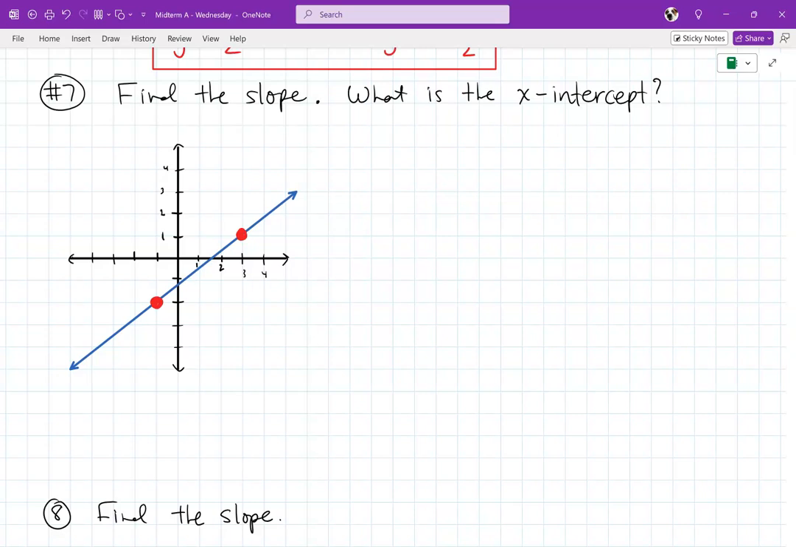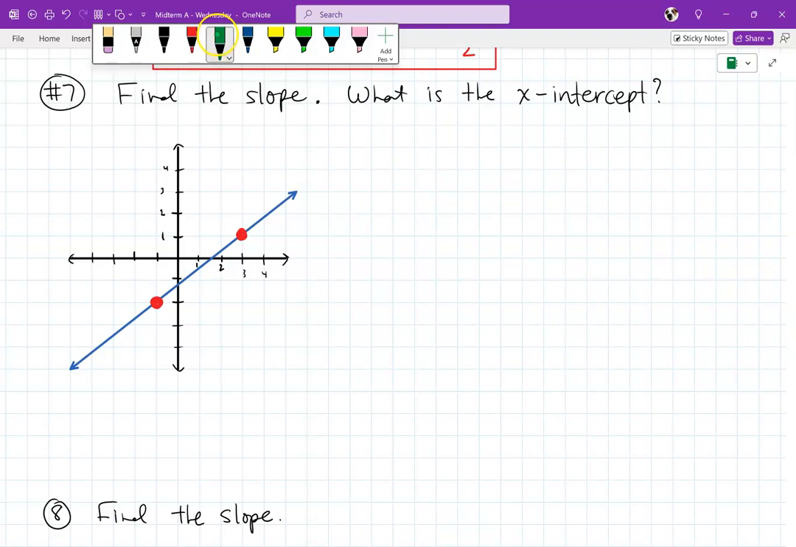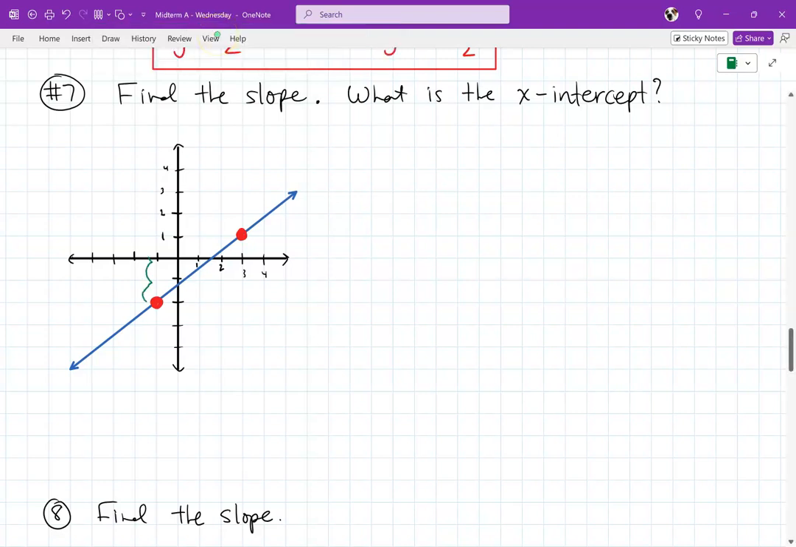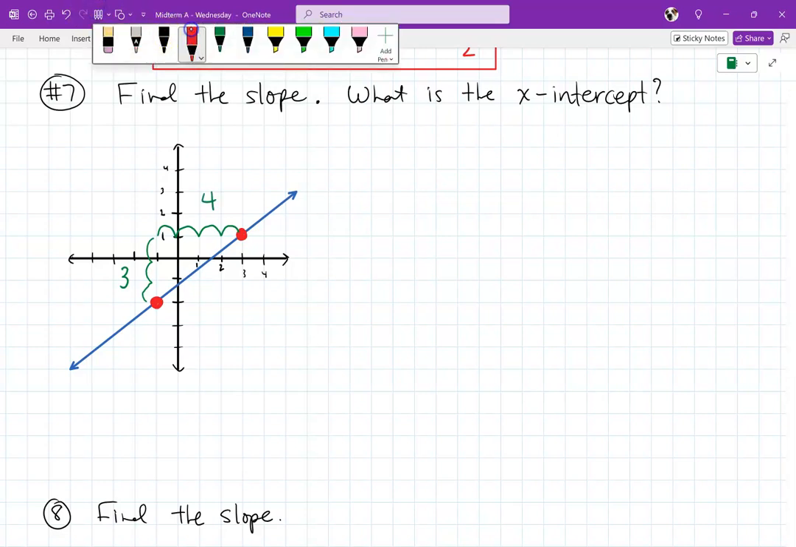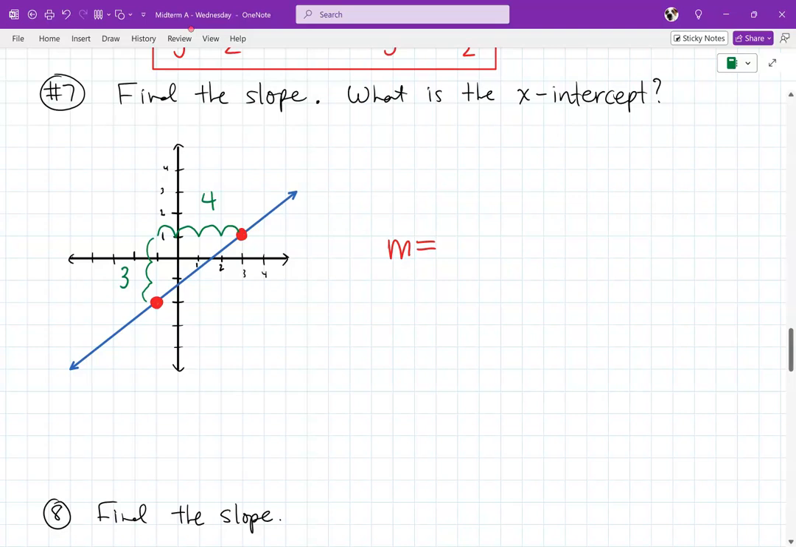So, all right, find the slope, and what is the x-intercept, okay? We're going to try to find where it crosses the x-axis, and then we also want to find the slope. So to find the slope, when you're given a picture with dots, all you have to do is count, right? So I'm going to go from left to right. I'm going to go 1, 2, 3, up, and 1, 2, 3, 4, over. So my slope, m, is 3 up, 4 over, 3/4.